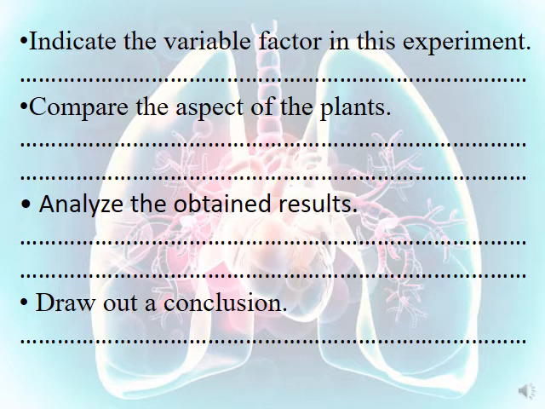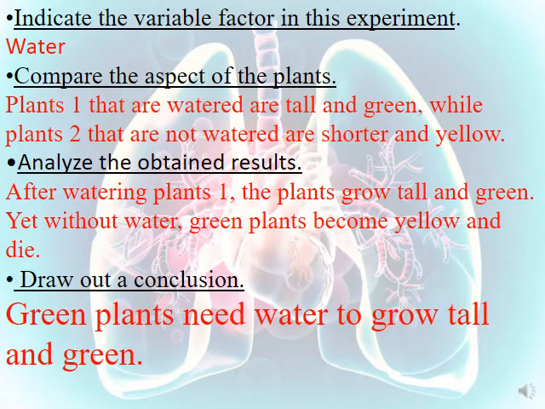So in plant 1, they are green and they grow normally, while in plant 2, they grow slowly and they wither, become yellow in color, and finally they will die. So analyze the obtained results. We have to do the analysis and we have to draw out a conclusion. The variable factor, as they said, is the water. So this is the variable factor, the difference.